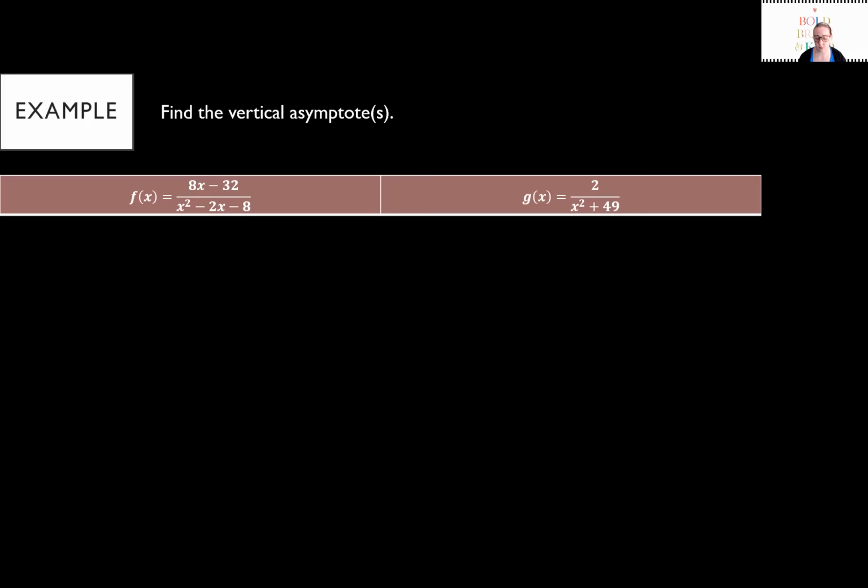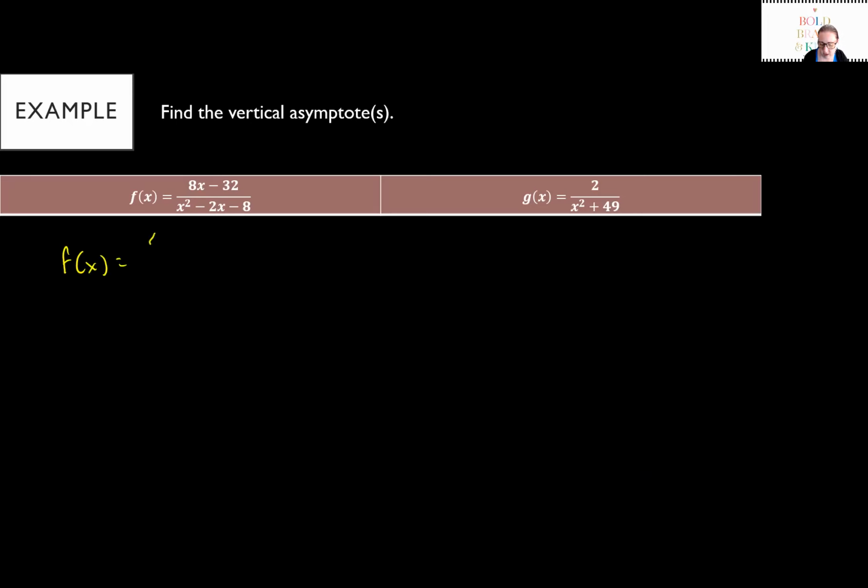So we're going to try to factor here for the first one. I've got 8x minus 32. I know that I can factor 8 out of there, and the denominator looks like it can factor as well. So we're going to try to see if anything factors out because you need to simplify before you find your vertical asymptotes.